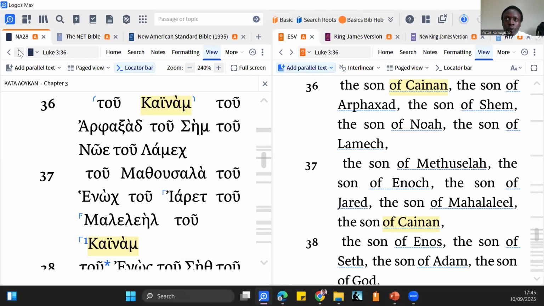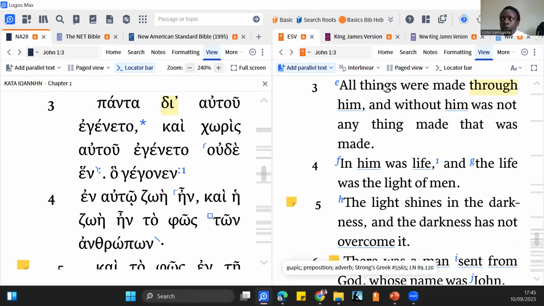I'll go to John chapter 1, verse 3. All things were made through him, and without him was not anything else made. I'm looking at the word through. You see in the Greek, it's just delta and iota, and then there is a kind of apostrophe at the end. So that shows that there is a vowel that dropped. We shall see why letters drop later. That's what this elision mark means. So this is an elision mark. It is not a breathing mark.